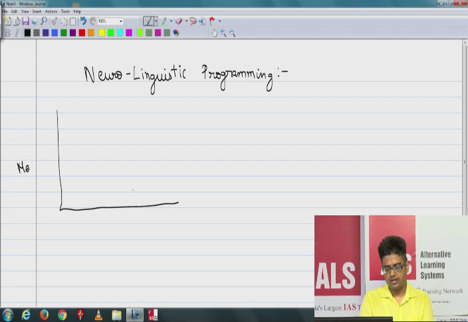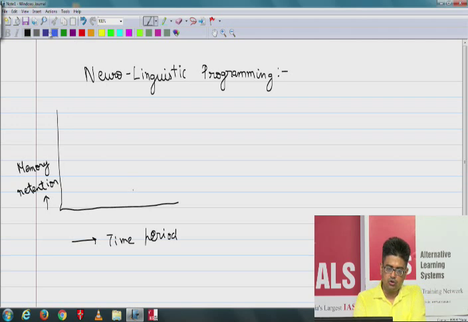So this graph has two coordinates, two axes. First is memory retention on the y-axis, and on this is the time period. It is a graph plotted between time period and memory retention. When I draw this graph, I'm taking a time period of 1 week, 2 weeks, 3 weeks, 4 weeks. Scientists have found a correlation between how much revision you should do and how frequently you should do a revision in order to remember things.